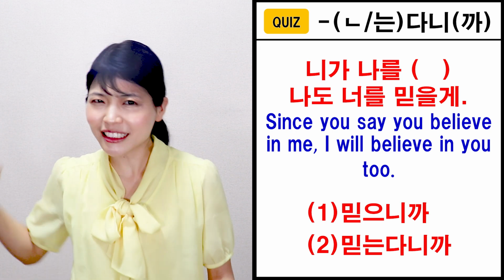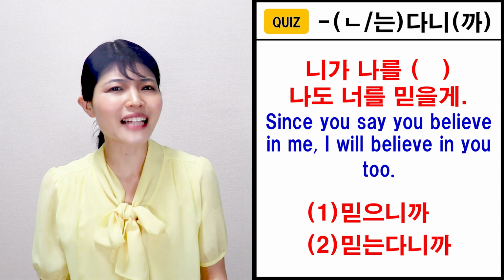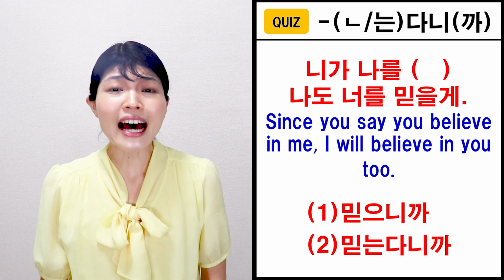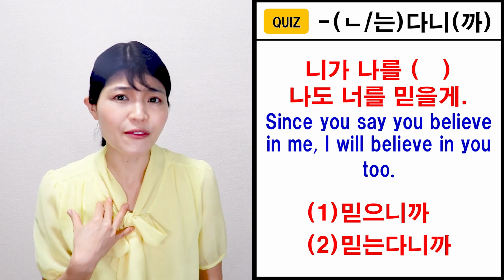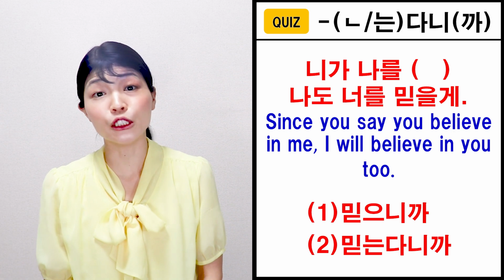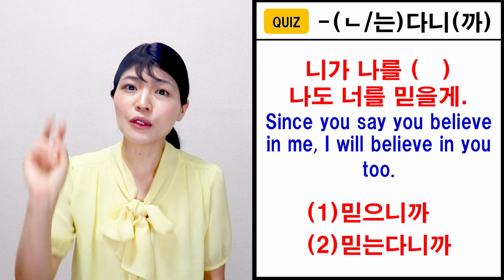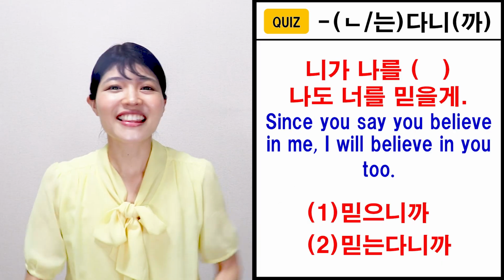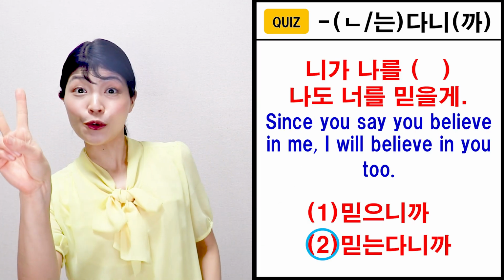Quiz! Now let's master this indirect speech through quizzes. What number will be in the blank? 네가 나를, 나도 너를 믿을게. Since you say you believe in me, I will believe in you too. Number 1, 믿으니까. Number 2, 믿는다니까. The correct answer is number 2.